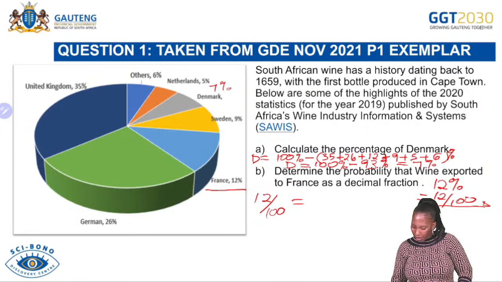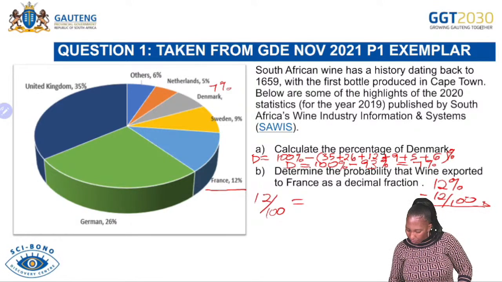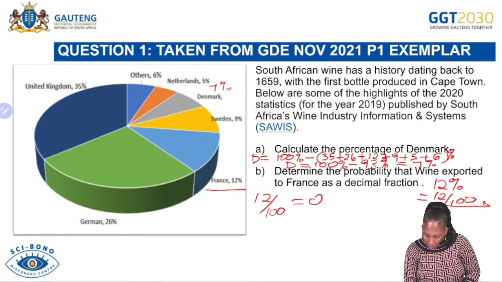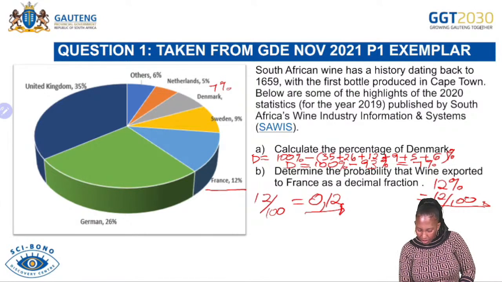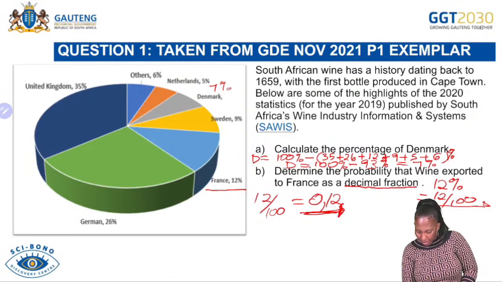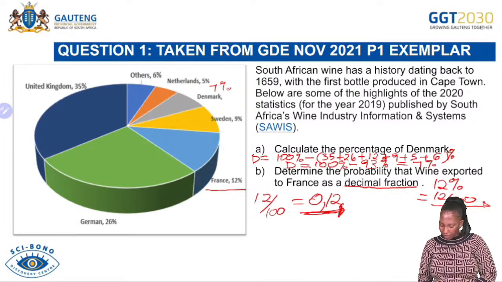We say 12 divided by 100. It will give you 0.12. This is our decimal fraction. So here it is as a fraction, and now as a decimal fraction. This is the answer that they're looking for. Write your answer as a decimal fraction.